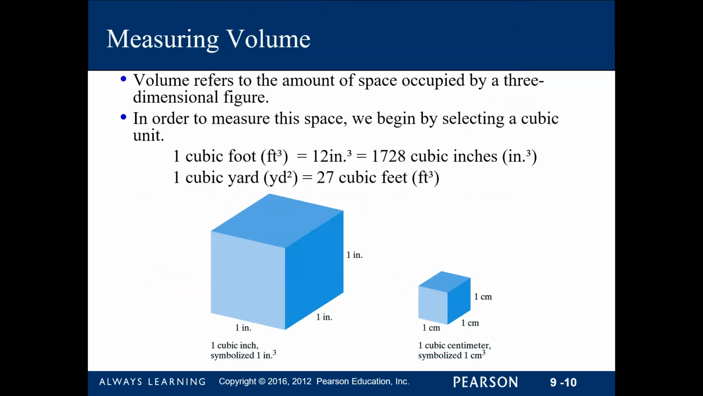Let's move on with volume. Volume is for three-dimensional figures. So cubic. The exponent now is 3 because it's for three-dimensional figures. If it's a cubic foot, all of the measurements of the sides is 1 foot. If it is cubic inches, each of the sides is measured at 1 inch. So this is a cubic inch. This is a cubic centimeter.